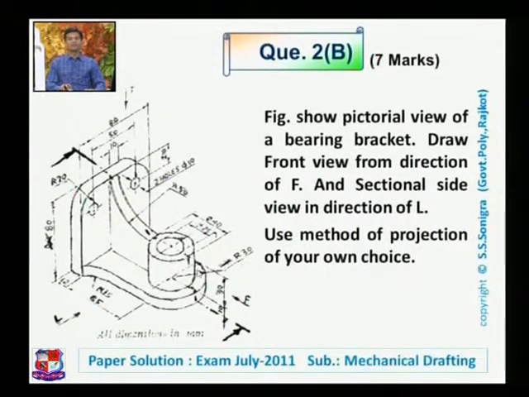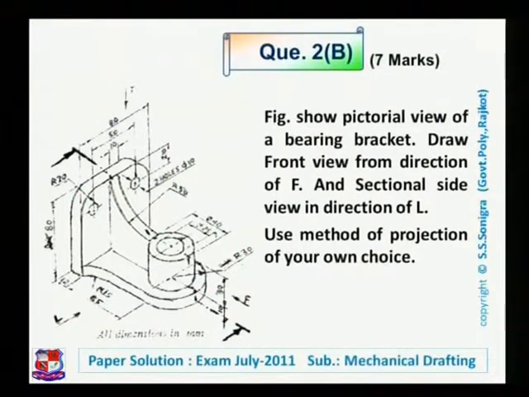We can think about the edges. If we look from this direction F, these edges would be visible, this curvature portion would be visible, and this cylinder would be visible as a rectangle in front view and as a circle in top view. So let me draw that object. So for that, let me pick up this drawing.